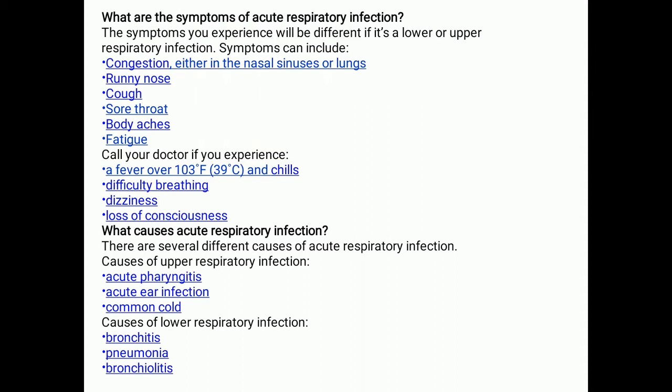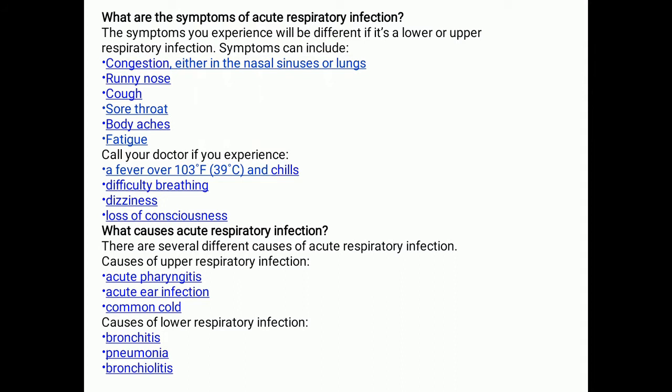What are the symptoms of acute respiratory infection? Symptoms of upper respiratory infection include congestion in the nasal sinus or lungs, running nose, cough, sore throat, body ache, and fatigue. Immediately call the doctor if you have symptoms like a fever of 103 degrees Fahrenheit, chills, difficulty in breathing, dizziness, or loss of consciousness.